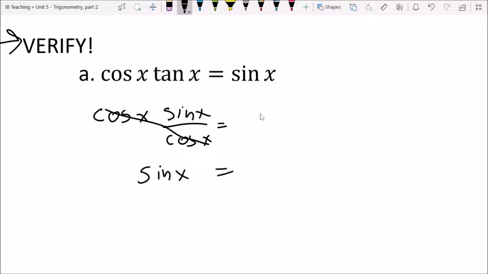Okay, I'm going to be a little bit lazy here, and instead of writing sine each time, I'm just going to pull it directly down. This arrow is noting that I've not modified it at all. So sine x equals sine x. Those are clearly the same. This one's done.